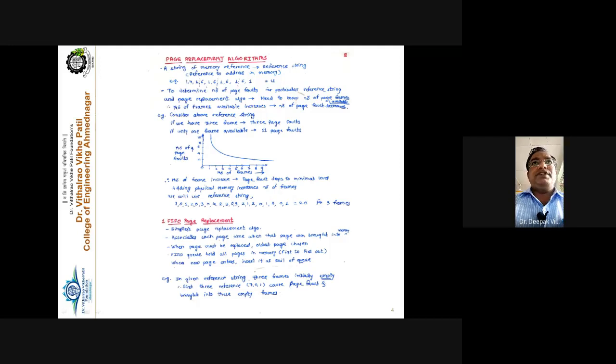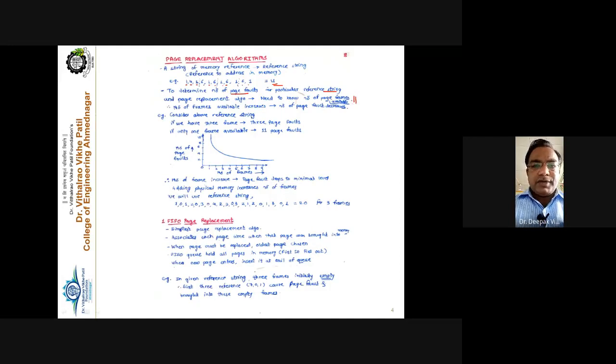Memory reference string means a memory reference is made to a particular location, that is number 1, 4, 1, 6, 1, 6, 1, 6, 1, 6, 1. These are a total of 11 memory locations given on the slide. To determine the number of page faults for a particular reference string and page replacement algorithm, we need to know the number of page frames available.